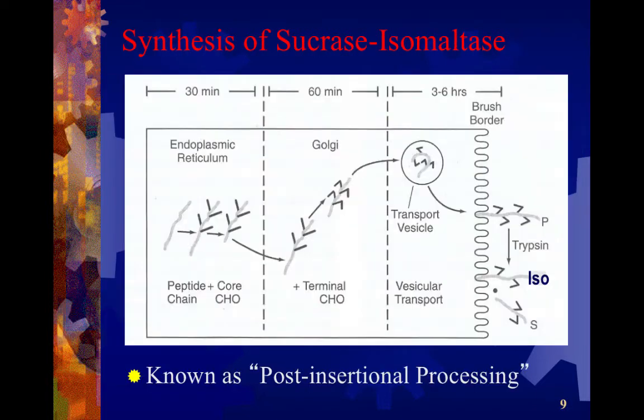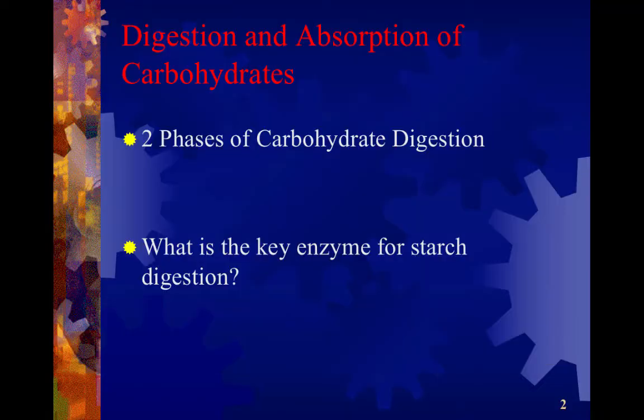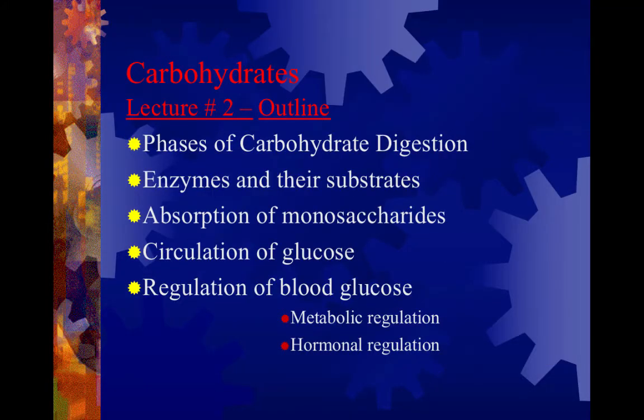And so this is kind of part two of the one we did before. So this is part two of carbohydrate lecture 2, I guess. And we went through some of the first part of this outline last time. We talked about carbohydrate digestion, the enzymes and their substrates. And now we're going to move into absorption of monosaccharides.